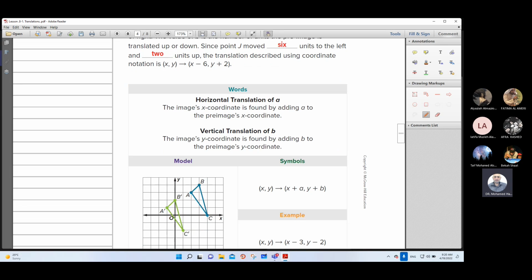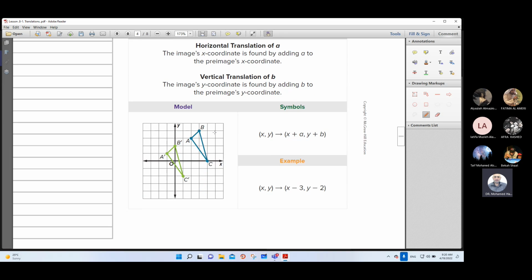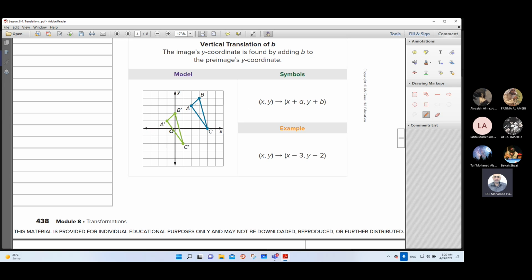So we can write horizontal translation of a: the image's x coordinate is found by adding a to the pre-image's x coordinate. And vertical translation of b: the image's y coordinate is found by adding b to the pre-image's y coordinate. As you see here, we have the pre-image, the triangle ABC, and here we have the image, the triangle A prime, B prime, C prime. So (x, y), the translation will be x plus a, and a means the translation to the right or to the left, and y plus b, and b means the translation up and down.